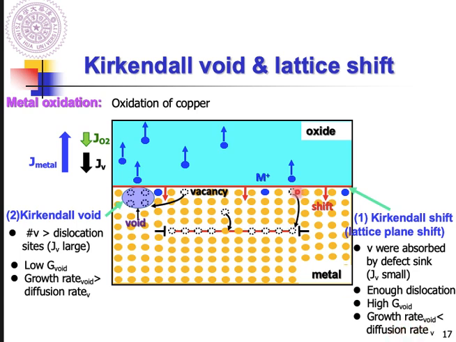And the diffusion rate of the vacancy is much faster than the growth rate of voids. Under these situations, you can observe more plane shift instead of more voids forming inside your material. Okay, so now you have some concept of what the Kirkendall effect is and what its characteristics are, right? And you also know the mechanism for the void formation and also the plane shift.